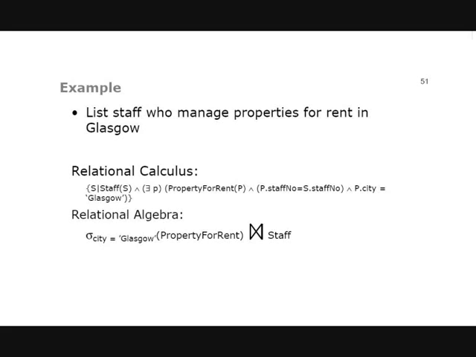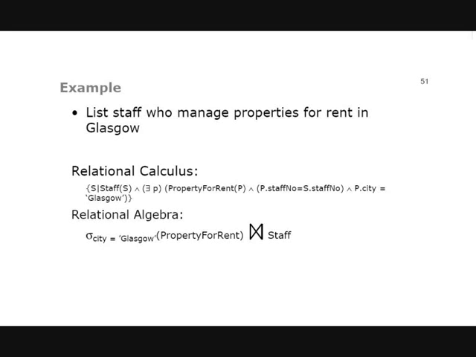Every relational calculus expression has an alternative relational algebra expression and vice versa. So you can go from relational algebra to relational calculus and the other way around. So if we wanted to say that in relational algebra, we'll be saying select the city is equal to Glasgow from the join of the property for rent and the staff. Now, this is missing a bracket.